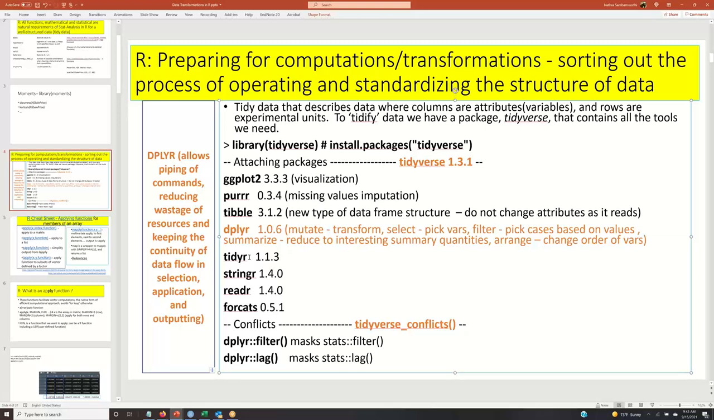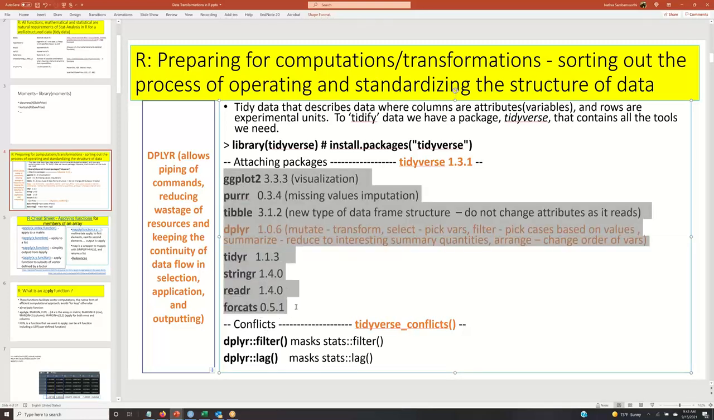And then it tidies up the data, arranging it in such a way that it's easy to implement computational steps, and then handles string data, reads and writes data, and does some kind of forecasts. It calls this forecasts. These are the collection of activities you do in a data analysis.